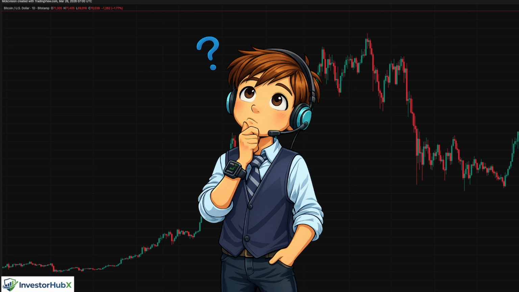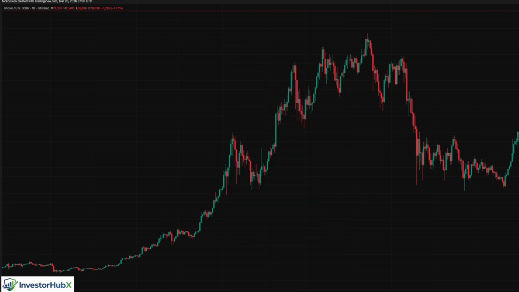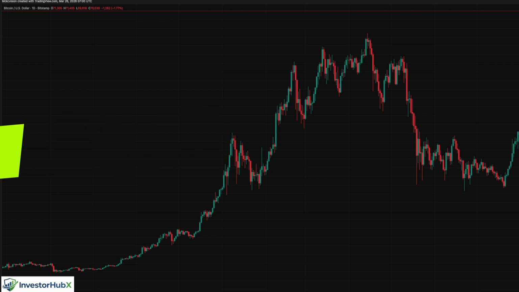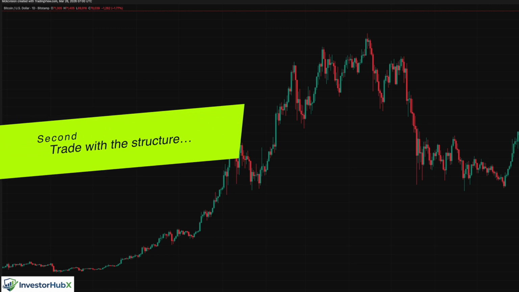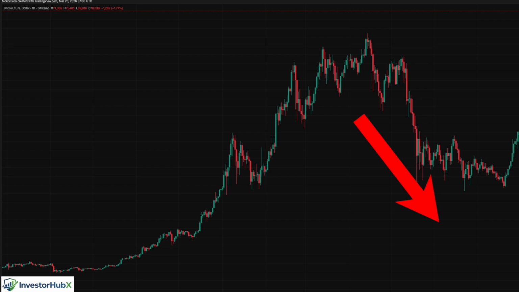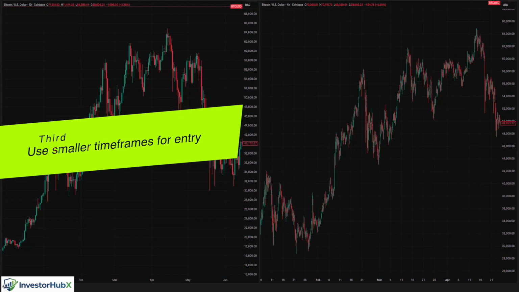So, how can traders actually use fractals in real trading? First, use fractals to identify the current market phase. Is the market trending up, moving sideways, or breaking down? Second, trade with the structure, not against it. In an uptrend, look for buying opportunities. In a downtrend, look for selling opportunities. Third, use smaller fractals for entry.